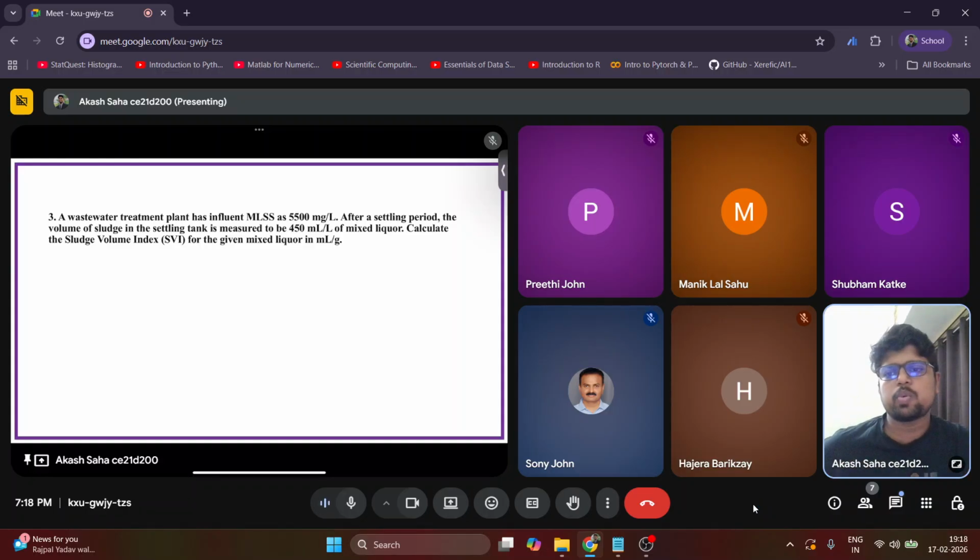I hope you know why we measure the sludge volume index. Based on the value of sludge volume index, we try to find out the settleability of the sludge, how good it is in settling characteristics. So based on the value of SVI, we try to find out. So what is SVI? What is the answer here? Please take care of the unit. The unit they are asking is milliliter per gram.